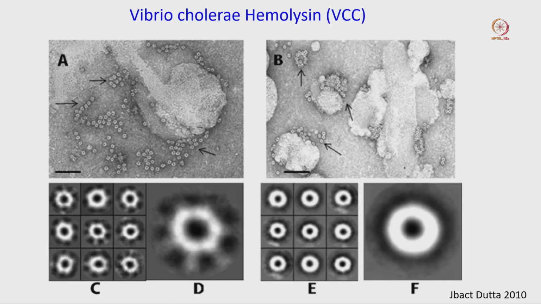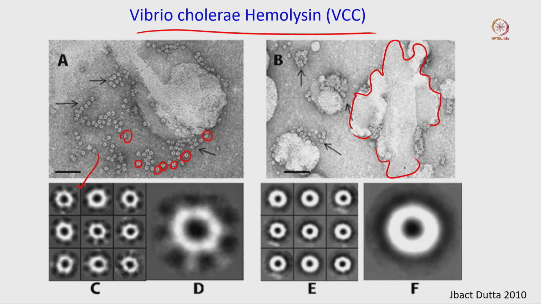Not only that, there is another protein called Vibrio cholerae hemolysin. Here you can see there is a lipid density. Generally Vibrio cholerae hemolysin oligomerizes in the presence of lipid, and you can see those isolated protein molecules and those circular protein molecules. If you calculate 2D averages, in this particular 2D average you can tell that it is forming a heptameric shape.